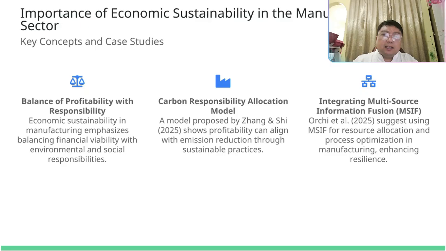Also, the carbon responsibility allocation model, a model proposed by Zhang and Shi, 2025, shows profitability can align with emission reduction through sustainable processes, and also integrating multi-source information fusion (MSIF) by Oki et al. It suggests using MSIF for resource allocation and process optimization in manufacturing and enhancing resilience. MSIF, in simpler words, means that we have big data. We integrate all the data that we have, and then we can decide the best things that we can do to save our environment, social, and economic aspects.